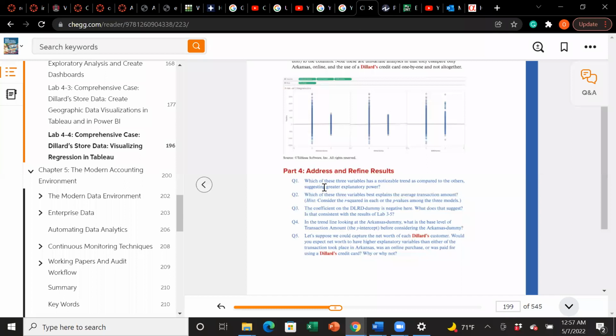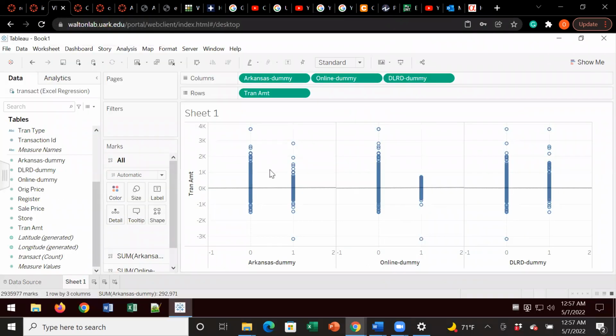All right. So question 2 says, which of these three variables best explains the average transaction amount? It gives us a hint to consider the R-squared in each of these, or the p-values among the three models. Going off of the R-squared value, the highest would be the online dummy, and I think Dillard's would be the lowest. It's not always the case, but typically you want a higher R-squared value, which provides more assurance to the regression.